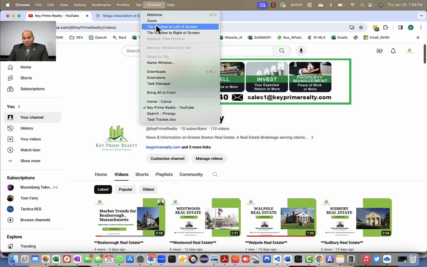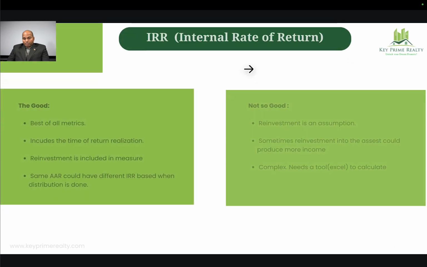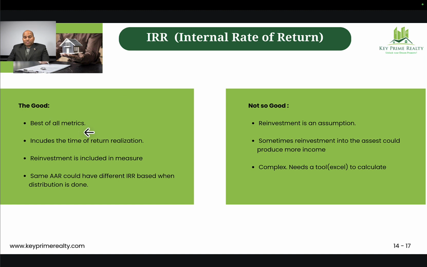Let's go through the other content on this. So this is the internal rate of return continued. The good: IRR is the best of all metrics. It's a relatively much better metric to use because it includes most of the details, right? Except the borrowing. You have your net operating income, you have your cash flows, and also you have the time value of money. So it includes the time value, time of return realization, and reinvestment is included in the measure.